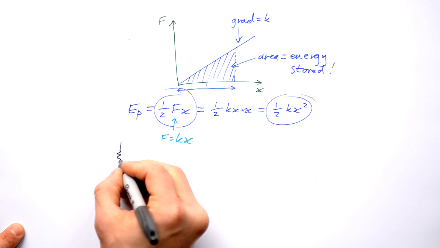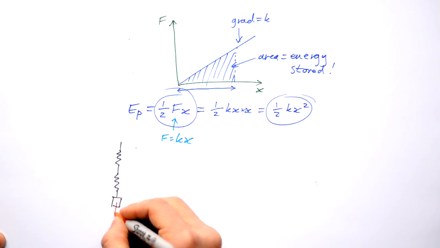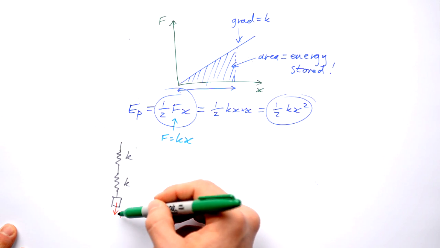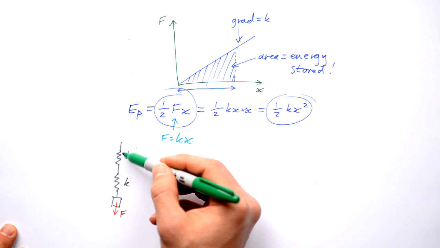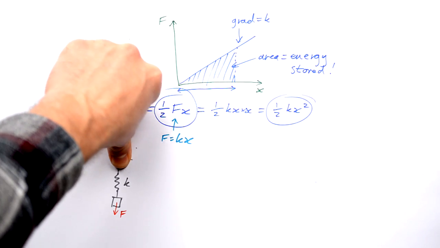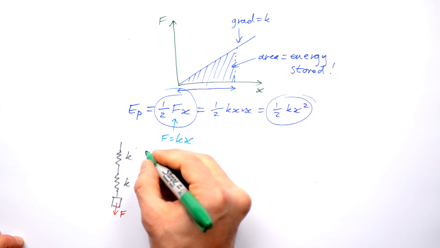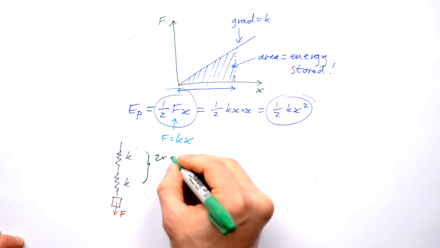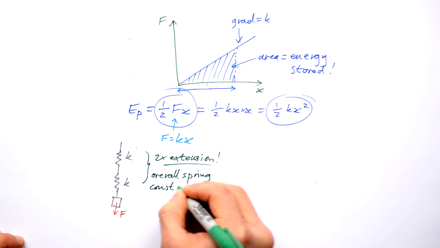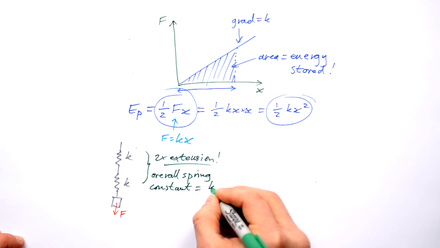What about if we had two springs that are connected, and we have a force pulling downwards, F there. This has a spring constant K, this has a spring constant K, but what is the overall spring constant for this? Each spring has a force of F pulling down on it, and they both have the same spring constant. So this spring at the top is going to extend by X. This spring is also going to extend by X. So that means that we get twice the extension. What does that mean? The overall spring constant of this is K over 2.